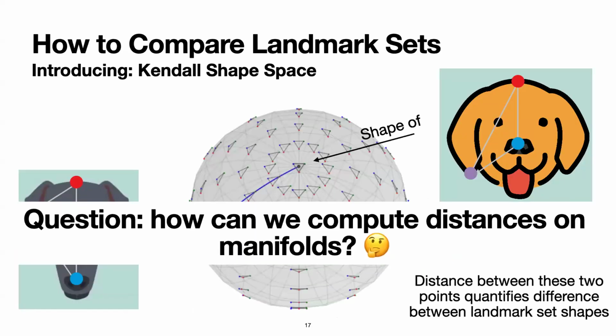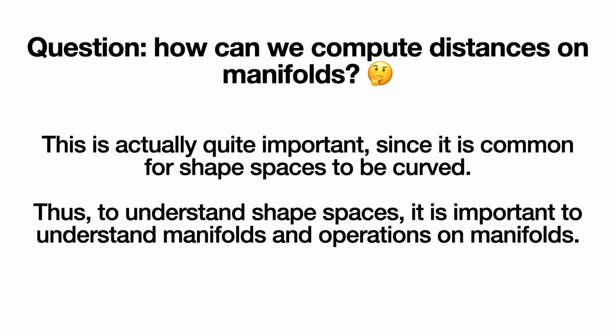So, how do we compute distances on manifolds? This is an extremely important question in studying shapes, because it's very common for shape spaces to be curved because of all of these restraints that we put on the points. Like they have to be translation, rotation, scaling invariant. All of these invariances force the points to lie on manifolds.